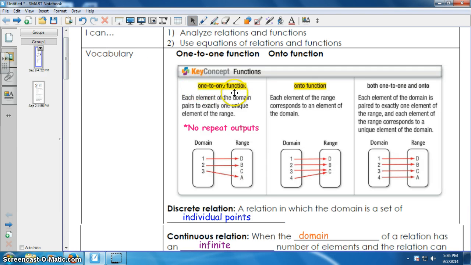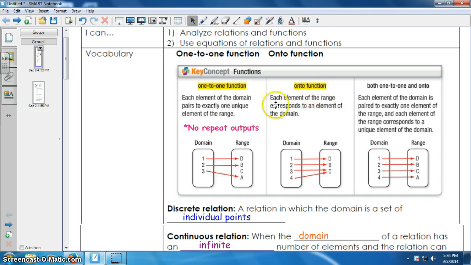A one-to-one is where each element of the domain is exactly, excuse me, unique to one in the range. So there's no repeat outputs.